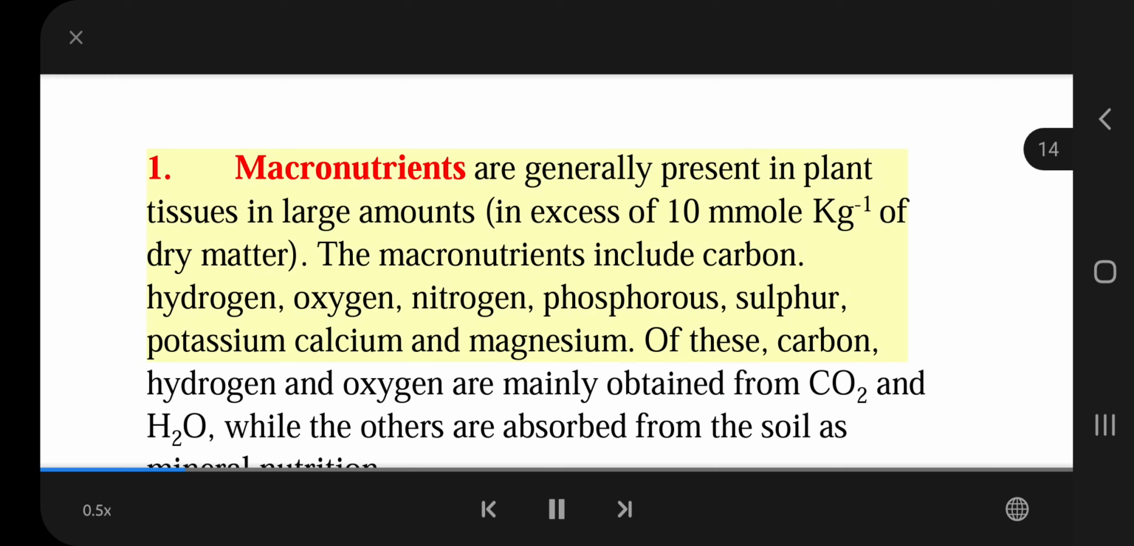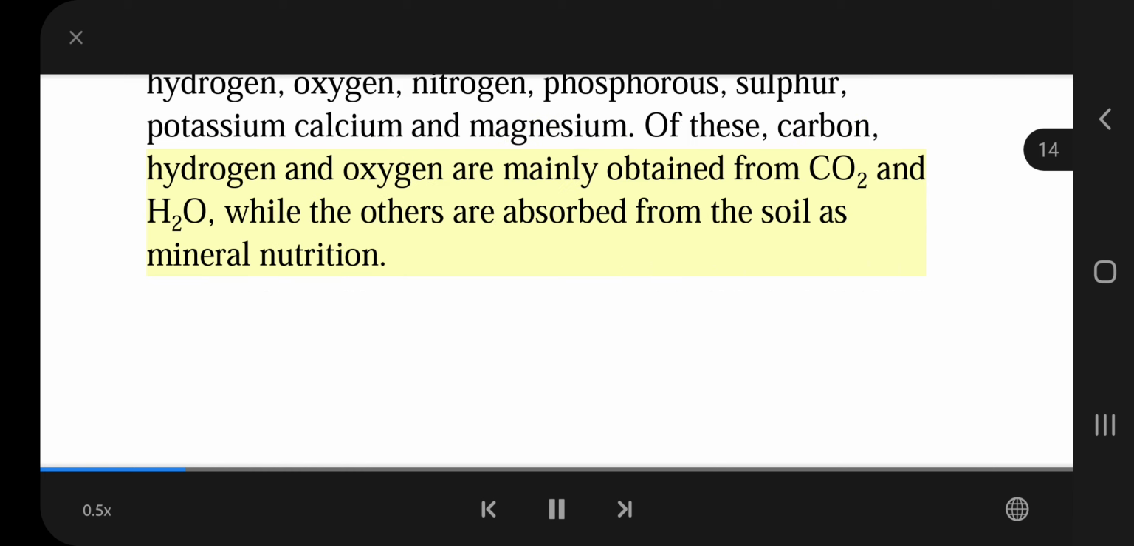1. Macronutrients are generally present in plant tissues in large amounts, in excess of 10 mmol/kg of dry matter. The macronutrients include carbon, hydrogen, oxygen, nitrogen, phosphorus, sulfur, potassium, calcium and magnesium. Of these, carbon, hydrogen and oxygen are mainly obtained from CO2 and H2O, while the others are absorbed from the soil as mineral nutrition.